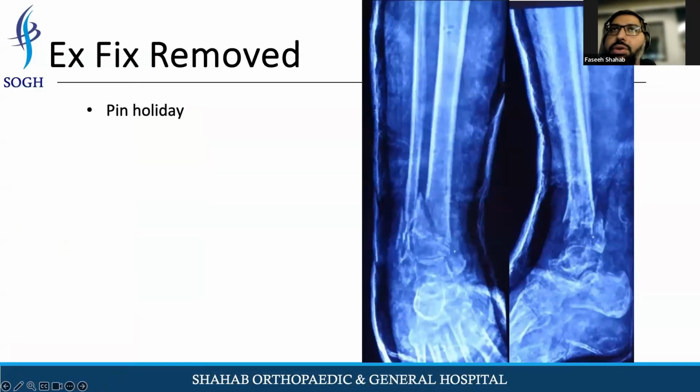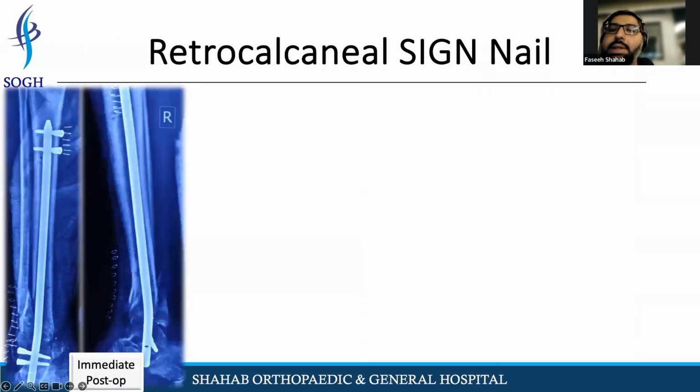So this frame was on for about 2.5 months, and then it was removed because of some pin site infections. So he was on pin holiday. He was given IV antibiotics as well as oral antibiotics. He was planned to be repeated for revision surgery after 2 weeks, but as is very common in our part of the world, you tell the patient to come back after 2 weeks and he'll show up after 2 months. Next slide. So the question here is, how do we go about it? Can you go one slide back, please?